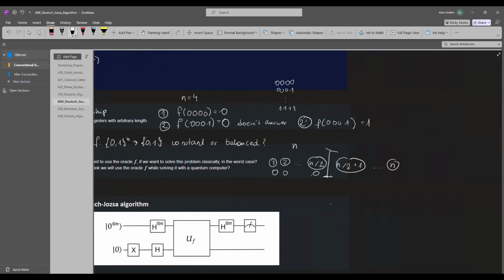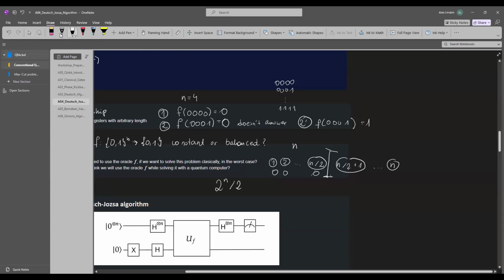Oh yeah, I do see that you added the one. So yes, that's correct. Sorry, Azat. And so now we still don't know because it might be constant, but if we get all ones here, we're very, very unlucky. Then in that case, it will be balanced. So exactly the answer here will be 2 to the n divided by 2 plus 1. Okay.